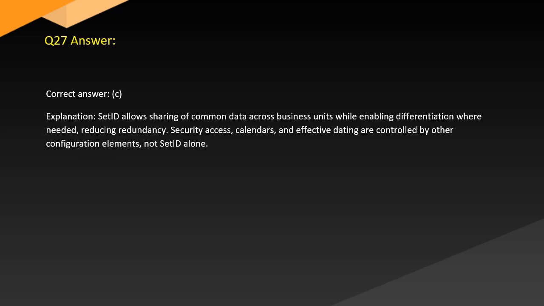Answer. Correct answer: A. Explanation. SetID allows sharing of common data across business units while enabling differentiation when needed, reducing redundancy. Security access, calendars, and effective dating are controlled by other configuration elements, not SetID alone.